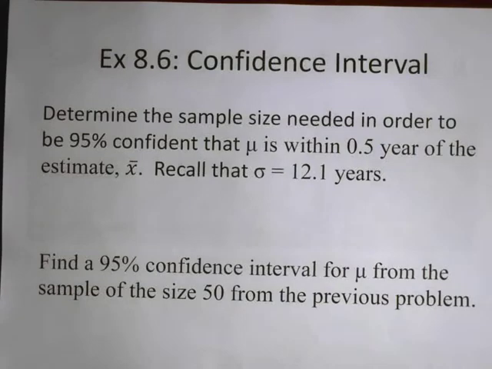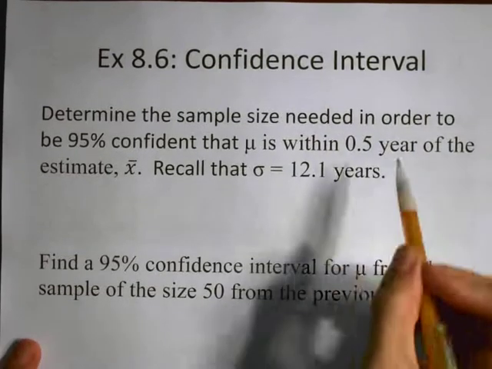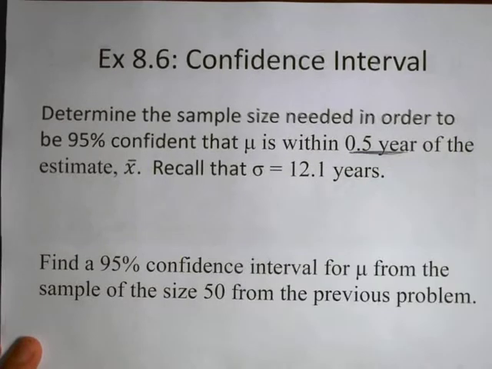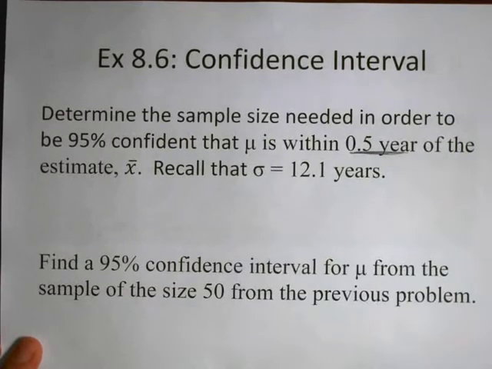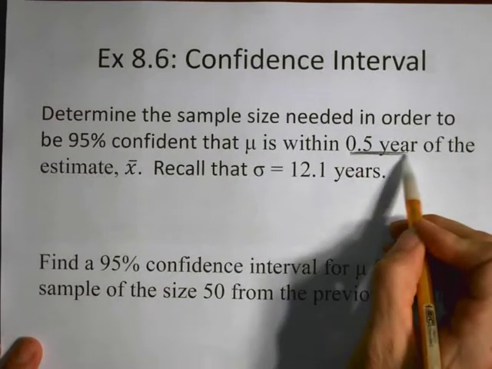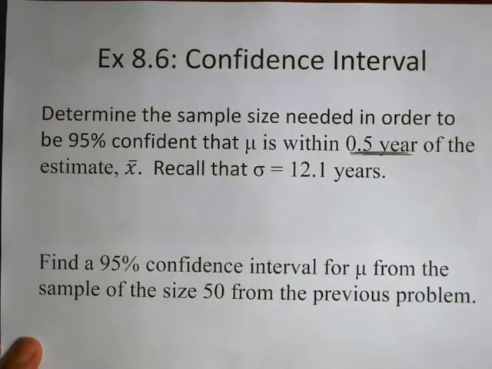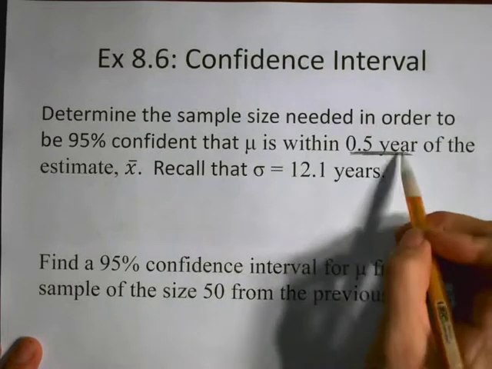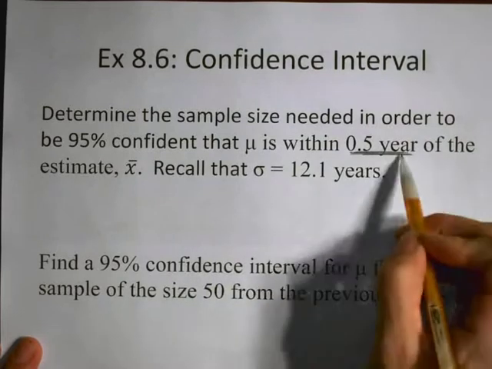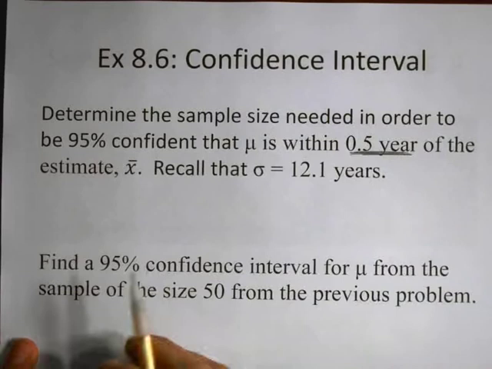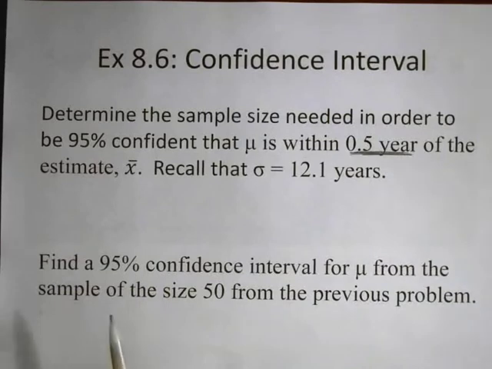The next question is, okay, so we had a margin of error of about 4.4 years in that last one. What if we wanted our margin of error to be a half a year? Okay, what if 4.4 years is too much? That's too much uncertainty for me to have. I need my error to be a half a year. So how many samples do I need in order to get my error to be a half a year?